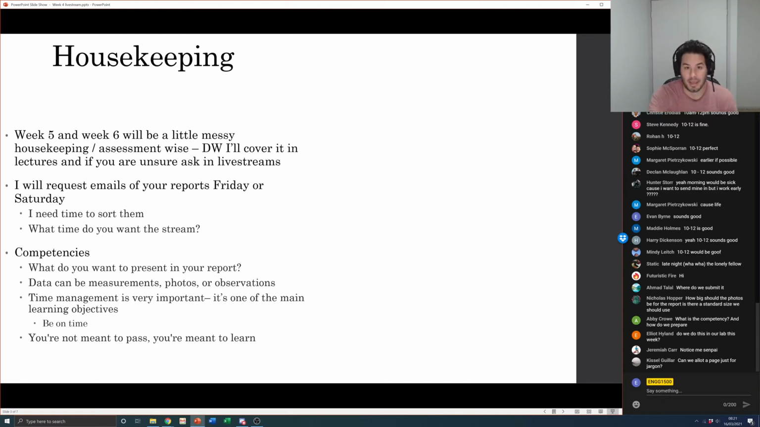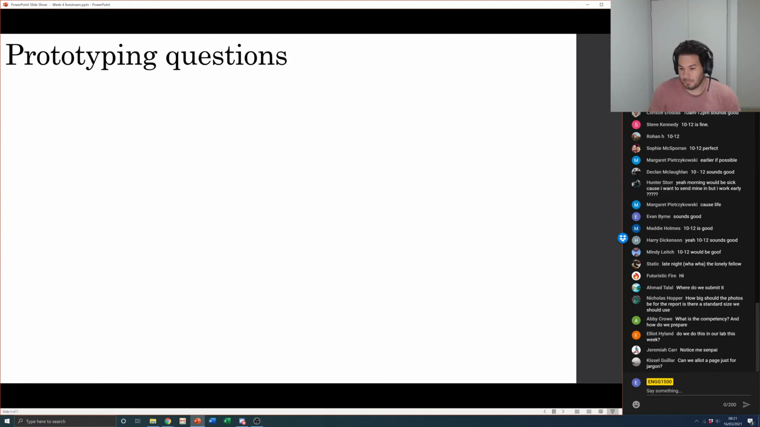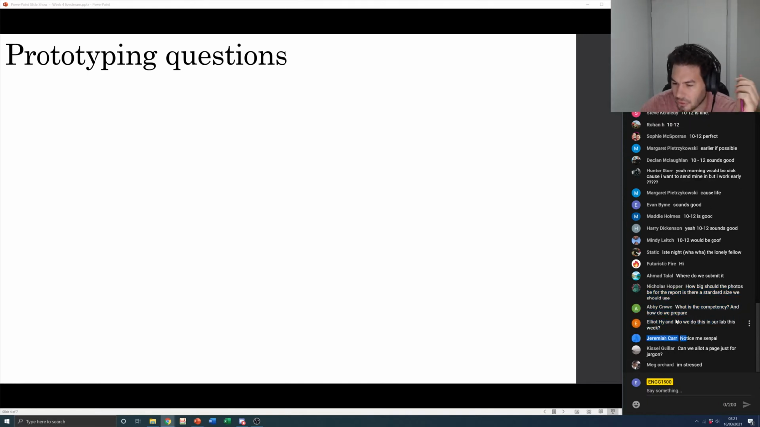Okay, that's their objective. All right, I'll just check if there's anything in this chat that I need to answer, and then we'll jump into a quick back and forthy prototype example, which should be a whole heap of fun. How big should photos be? We can look at that in the next section. Do we do this in our lab this week? Yes, your competencies will happen in your labs this week.